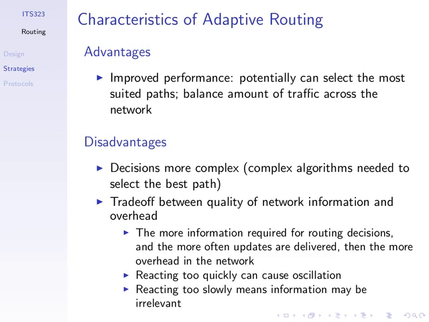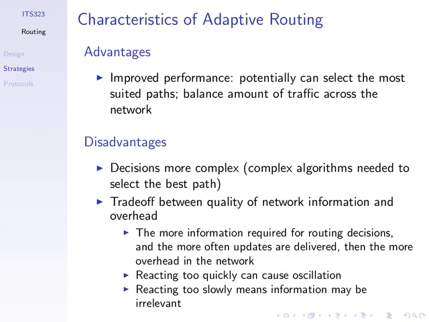That's a good thing. The disadvantage of adaptive routing is it becomes more complex. We need some algorithms to continually collect information and continually update the selection of best paths. And the trade-off that we've just mentioned: the more information required for routing decisions and the more often the updates are delivered, the more overhead in the network. That's a disadvantage. But of course, the more information we have and the more frequent the updates, the better the routes will be, the ones that we choose.